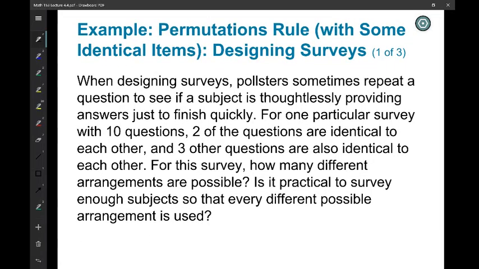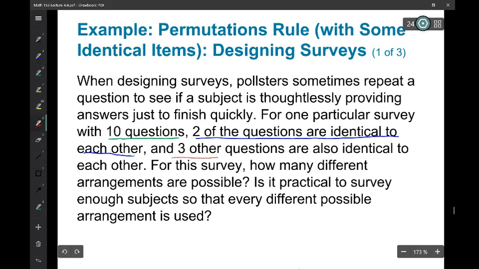Let's look at an example involving designing surveys. So when designing surveys, pollsters sometimes repeat a question to see if a subject is thoughtlessly providing answers just to finish quickly. For one particular survey with 10 questions, 2 of the questions, so let's keep track of what we have here, 10 questions total. 2 of the questions are identical to each other, and 3 other questions are also identical to each other. So for this survey, how many different arrangements are possible?